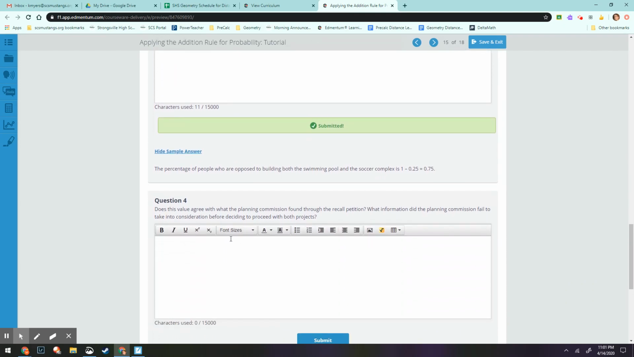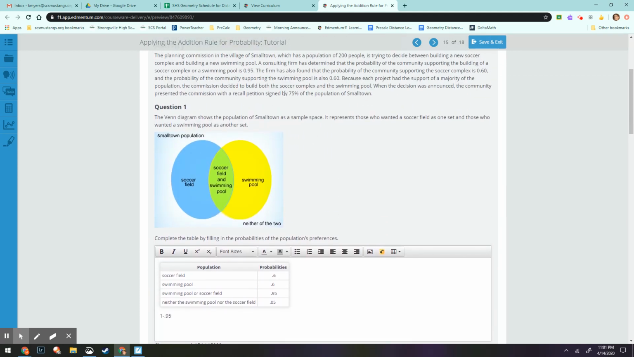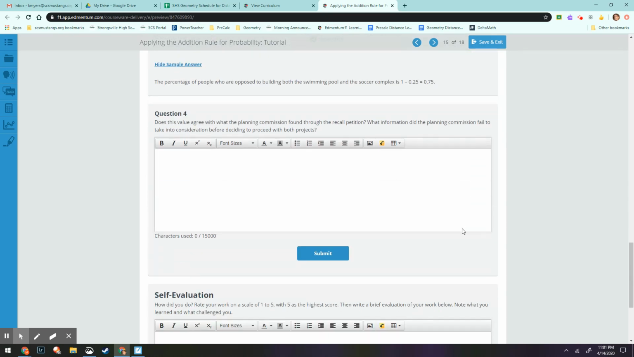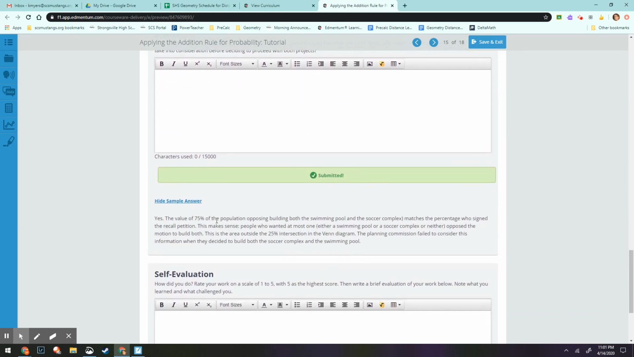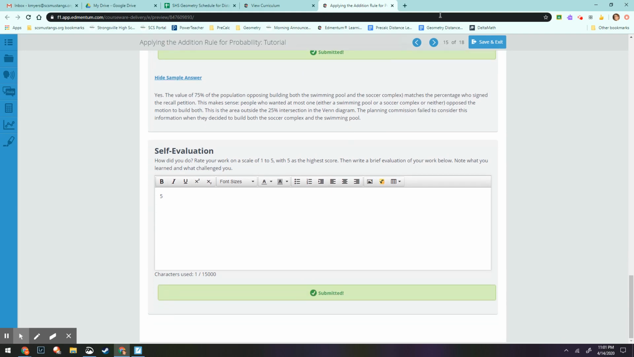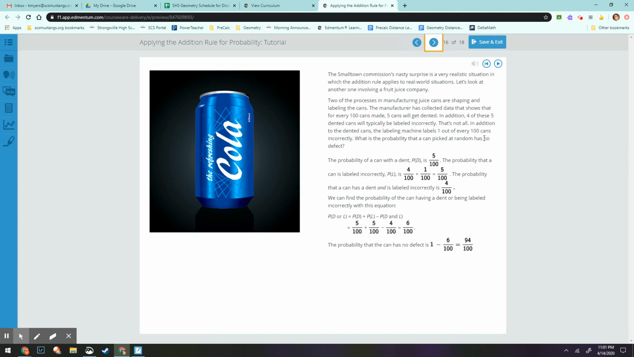And then for question 4, does this value agree with the recall petition? If you look here, it says 75% of the people did not want both. So then yes, this did agree with the recall, which is what they say down here. Okay, 5. Great job. And then this next one is just another real world example where they work everything out for you. You are more than welcome to read through that yourself, but just in the interest of time, I'm going to skip that.